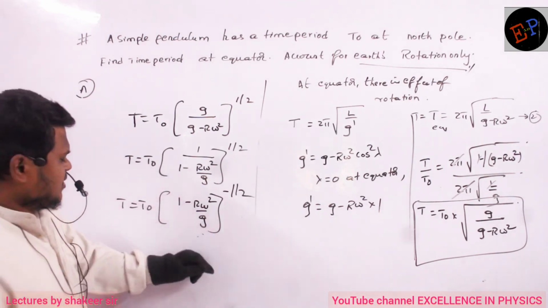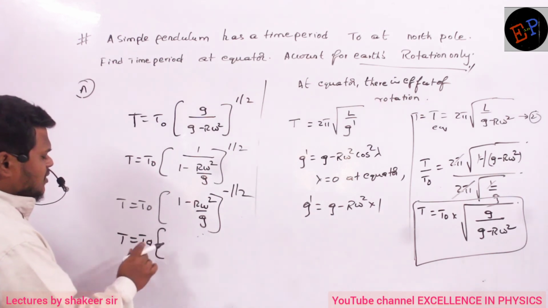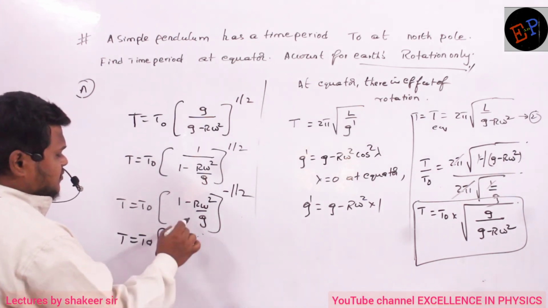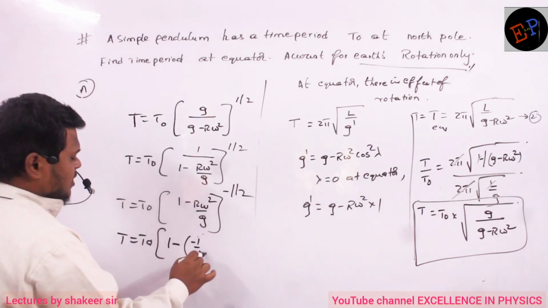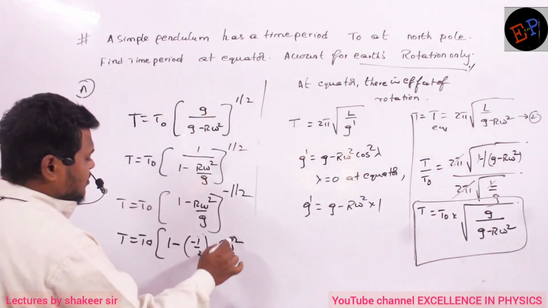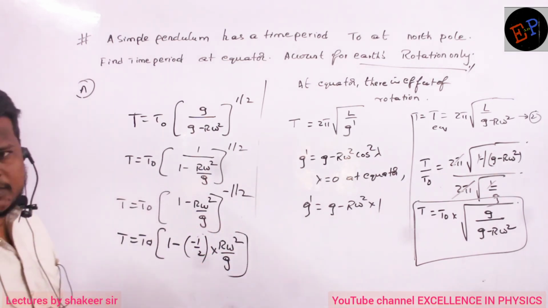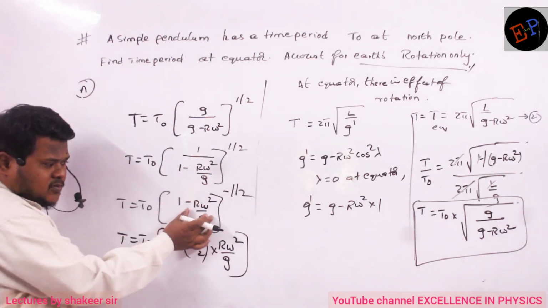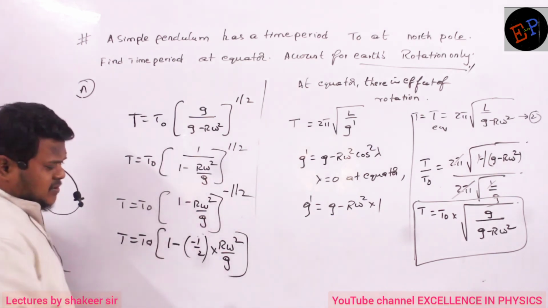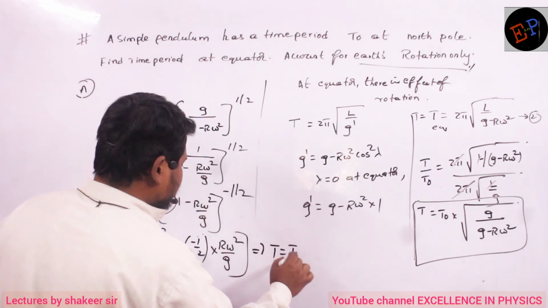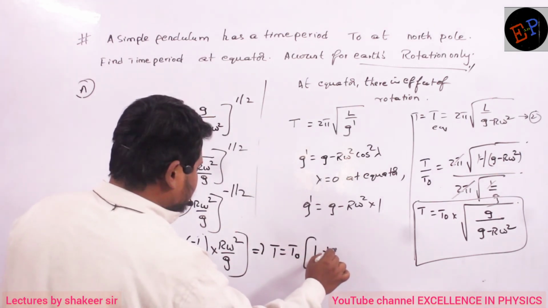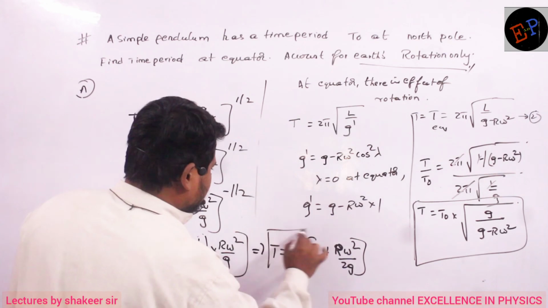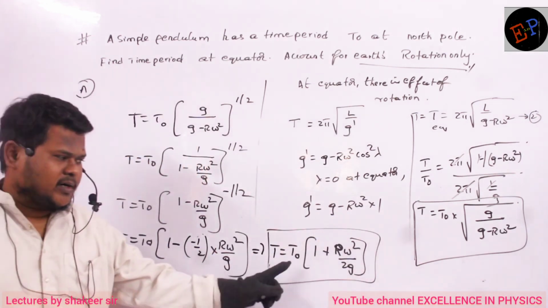So therefore, if I write the first term, I will write T is equal to T₀. And here whatever power is there, that will become the coefficient of this term. It means 1 minus of, now what is the power present? Minus 1 by 2 multiplied by Rω² divided by g. And after this, many terms will follow, but they are very small, so you can neglect them. Are you able to understand what is happening? Just the power I am taking to be the coefficient of this value. So minus of minus will become plus. So the final equation can be written as T is equal to T₀ multiplied by (1 + Rω²/(2g)). So if the option is of this form, then you can identify this equation.